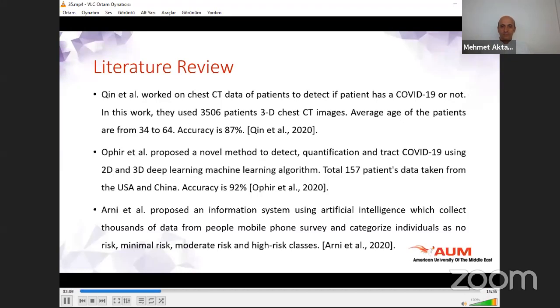Another study, conducted by Ophir, proposed a novel method to detect, quantify and track COVID-19 using 2D and 3D deep learning machine learning algorithms. Here, 157 patients' data were taken from the USA and China, and they found 92% of the results were accurate. Another study proposed an information system using artificial intelligence, which collects thousands of data from people's mobile phone surveys and then categorizes these individuals into no risk, minimal risk, moderate risk, and high risk classes.